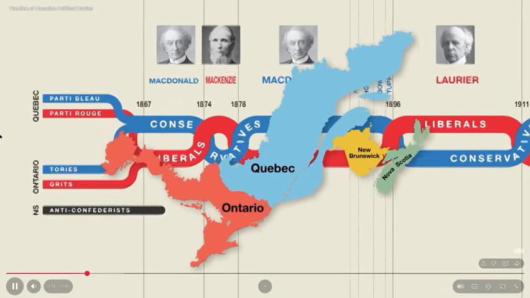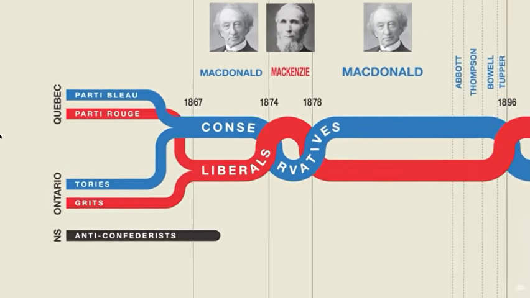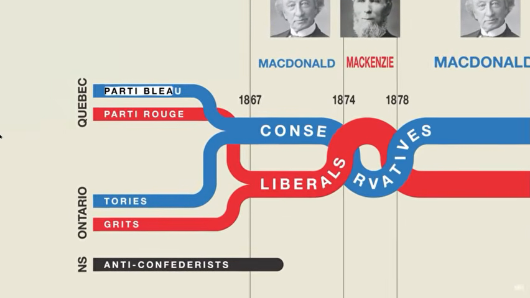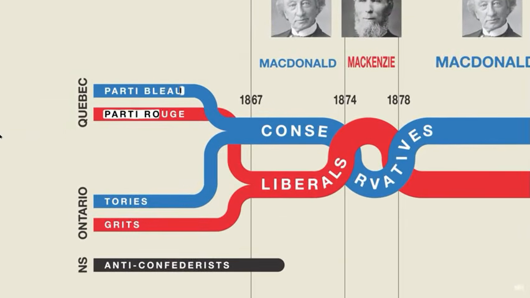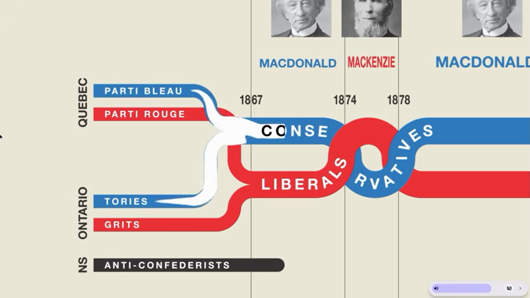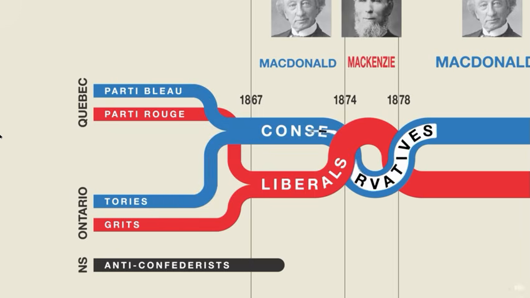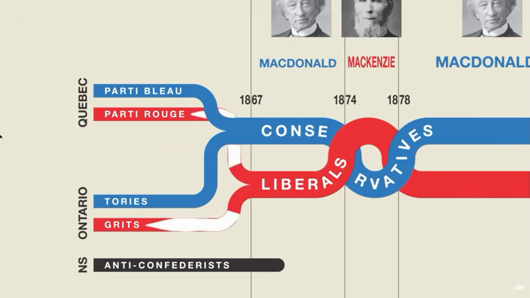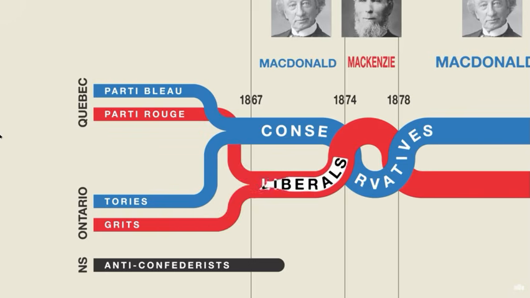In Quebec, the two main political parties had been the Parti Bleu, meaning the Blue Party, and the Parti Rouge, meaning the Red Party. Whereas in Ontario, the two main parties had been the Tories and the Grits. Since the Parti Bleu and the Tories were both right-leaning, they merged to form the Conservative Party. And since the Parti Rouge and the Grits were both left-leaning, they merged to form the Liberal Party. This explains why, in Canada to this day, Conservatives use blue and Liberals use red.